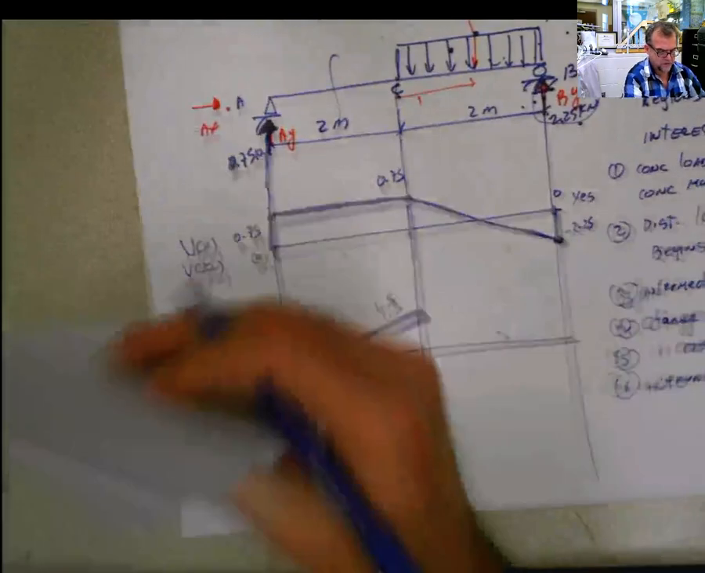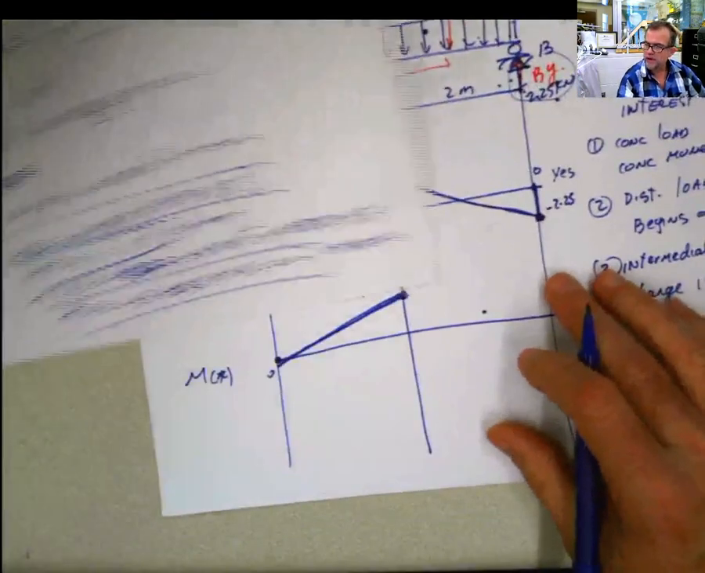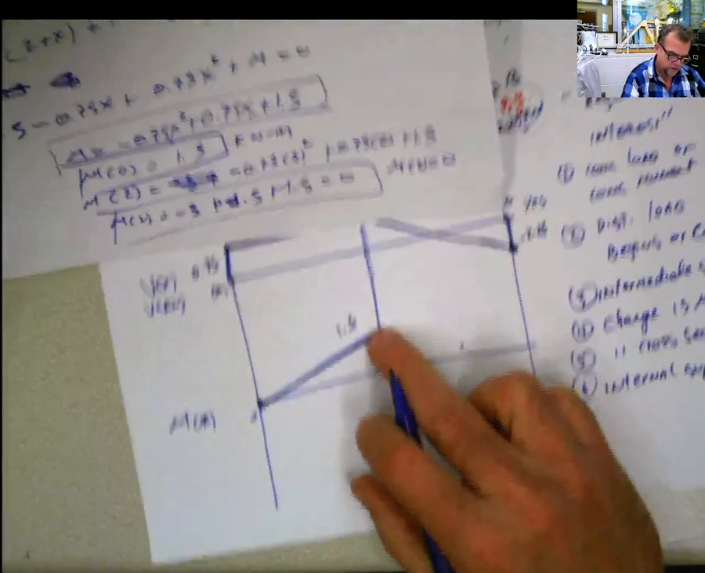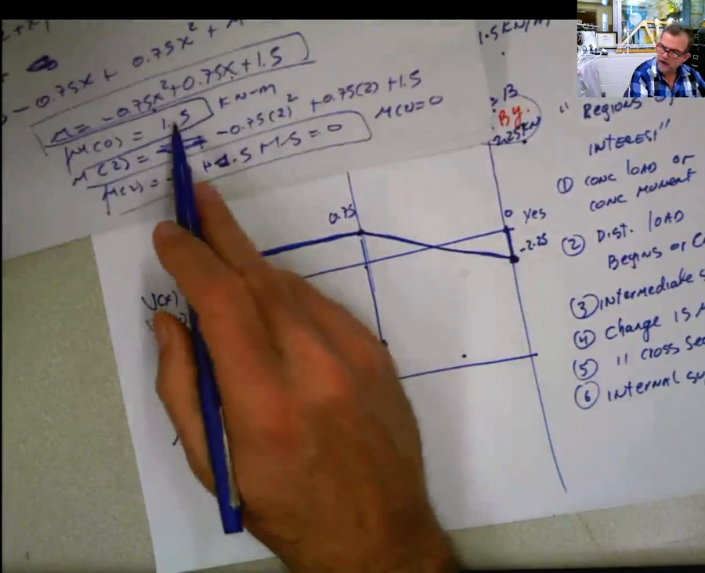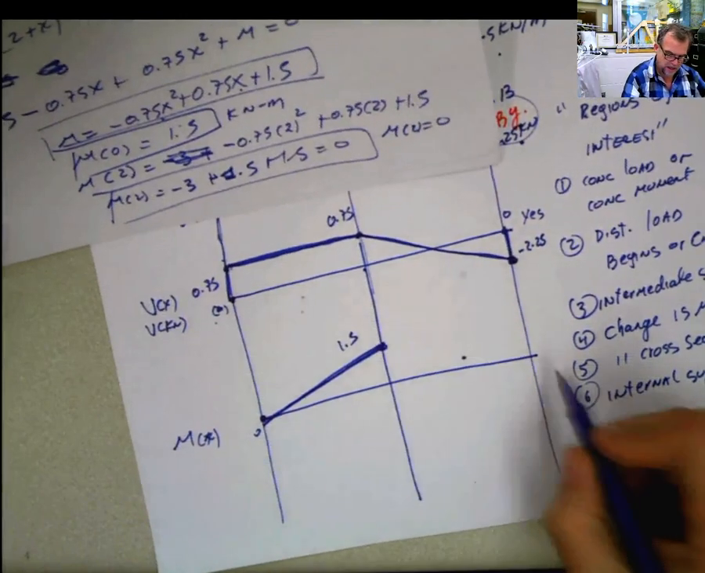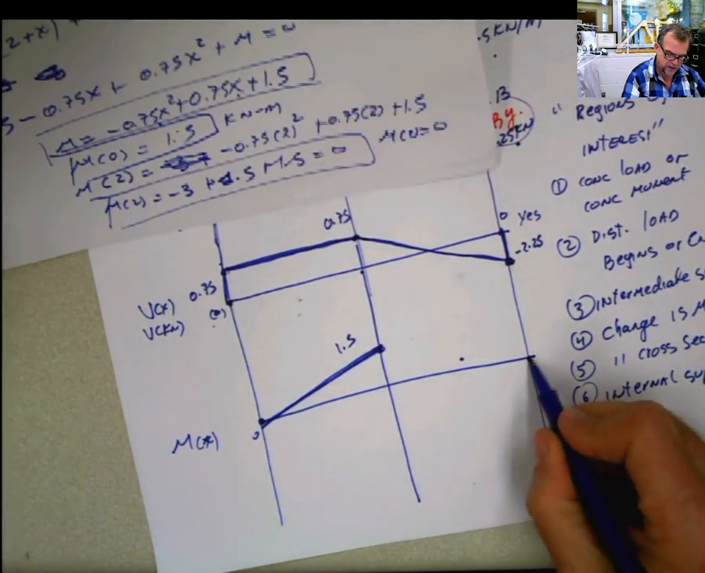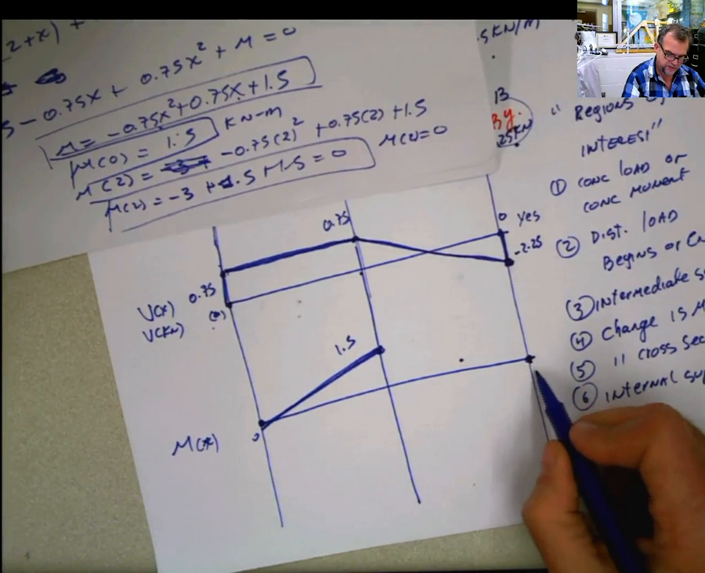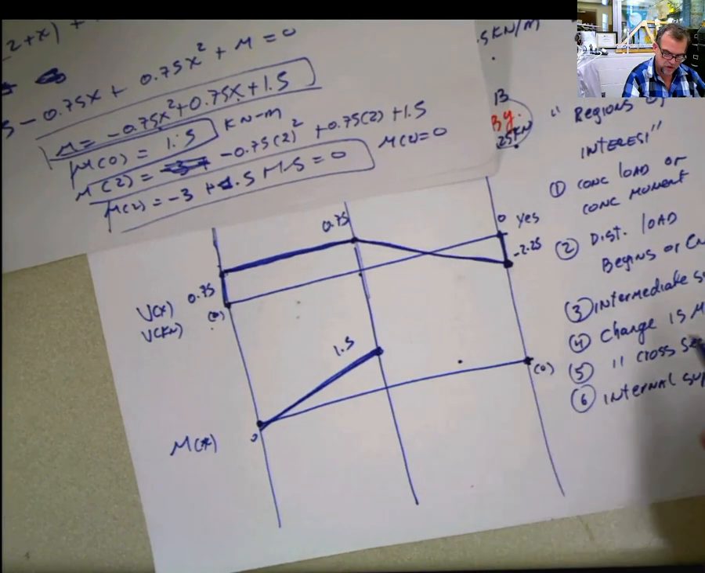Meaning, at this point the moment should be 1.5, which is correct, and at this point the moment should be 0, which is also correct.